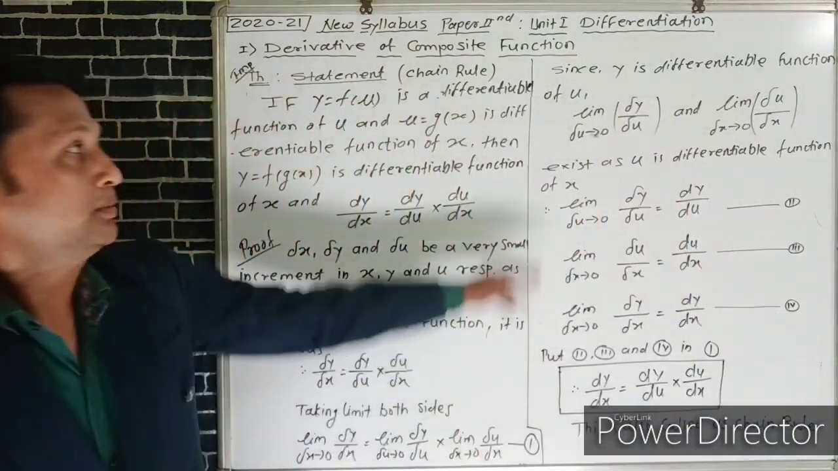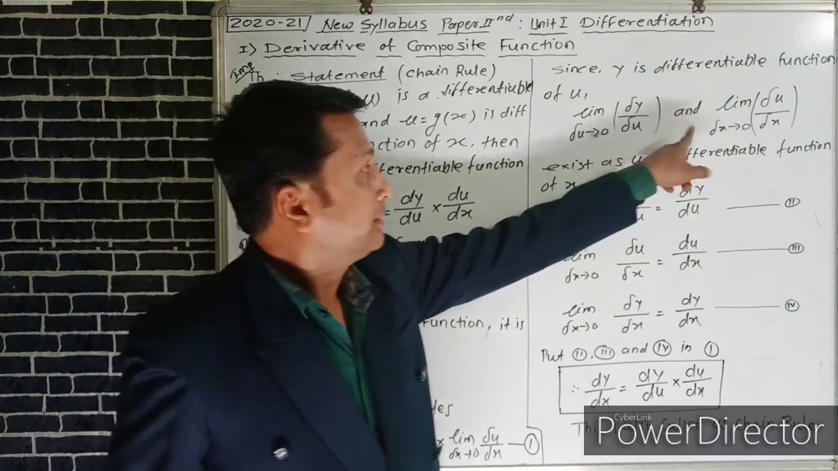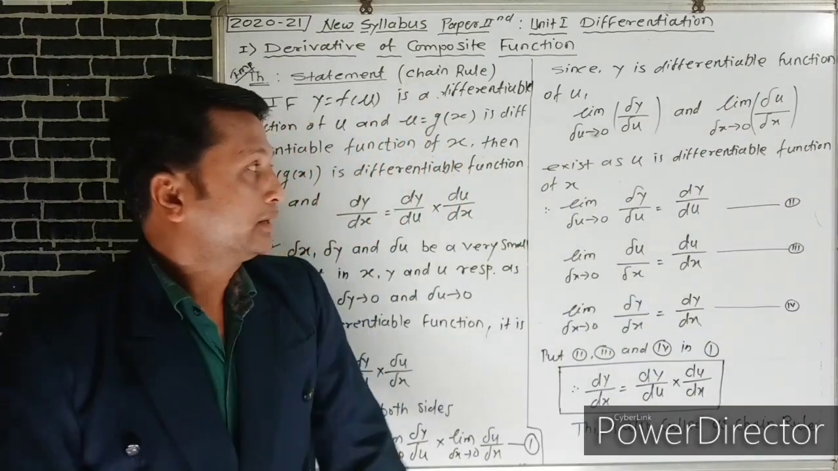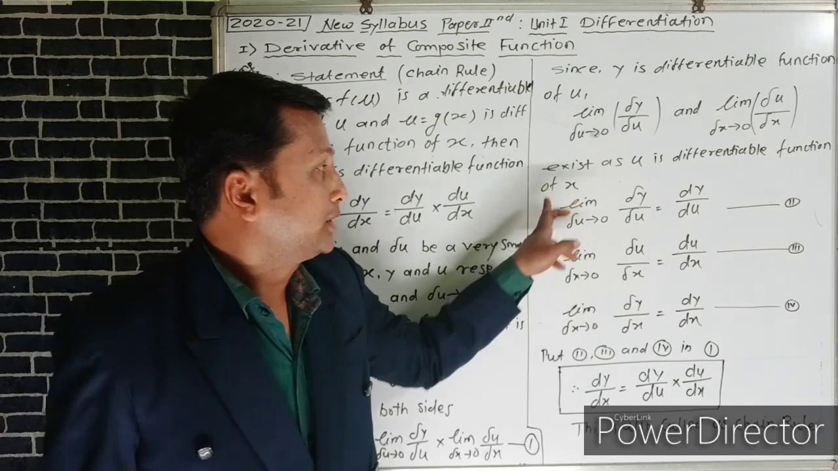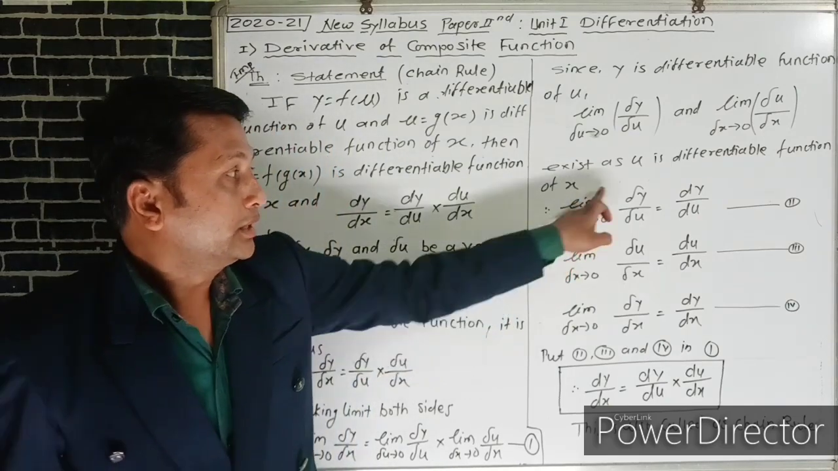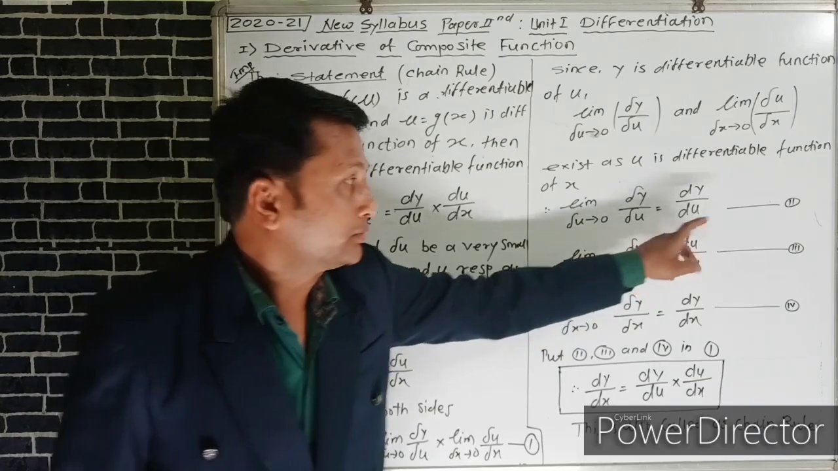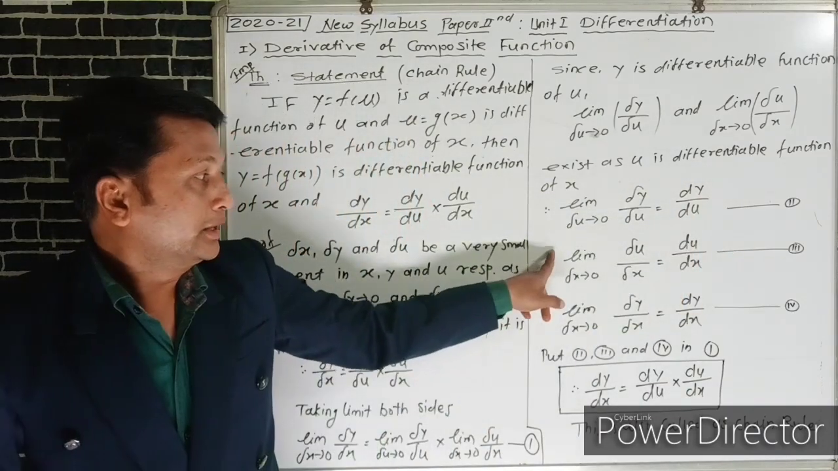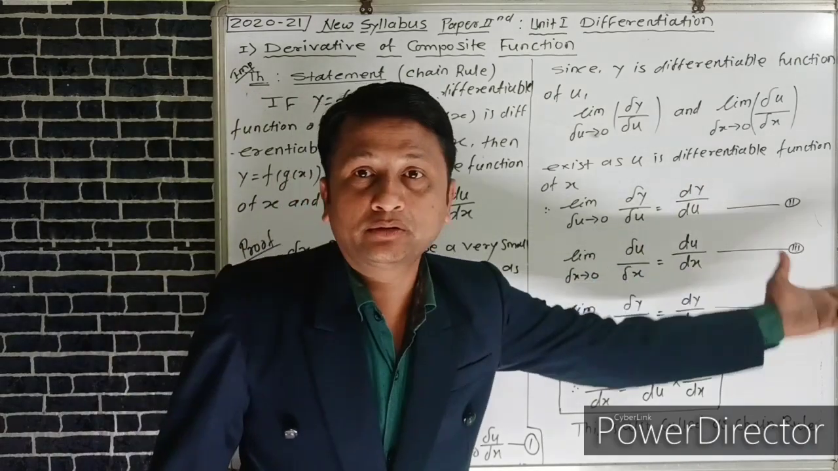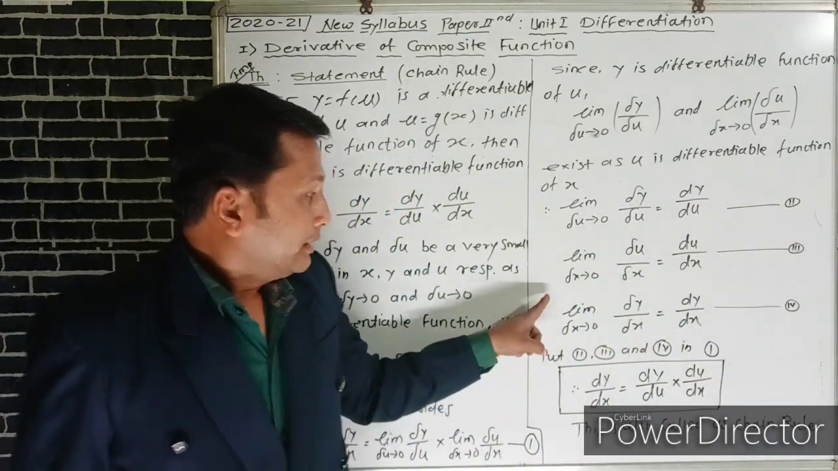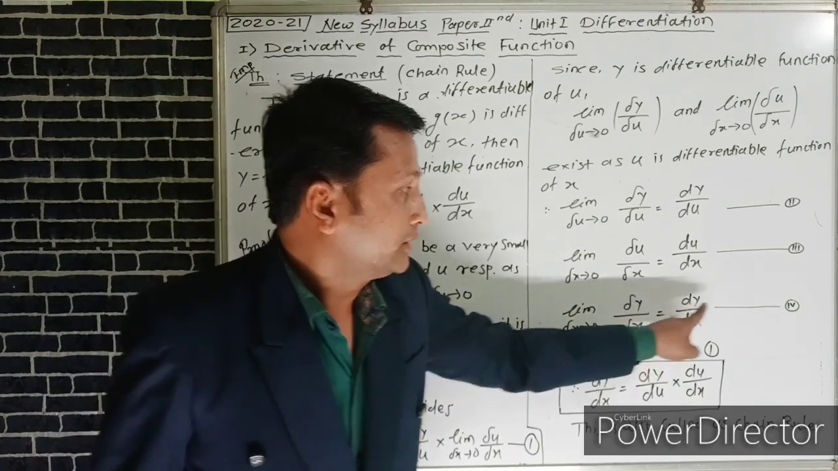Since y is a differentiable function of u, limit del u tends to 0 del y by del u and limit del x tends to 0 del u by del x exist, as u is a differentiable function of x. Then we can write limit del u tends to 0 del y upon del u is equal to dy by du. We take this as equation number 2. Also limit del x tends to 0 del u by del x is equal to du by dx. We take this as equation number 3, and limit del x tends to 0 del y by del x is equal to dy by dx. We take this as equation number 4.